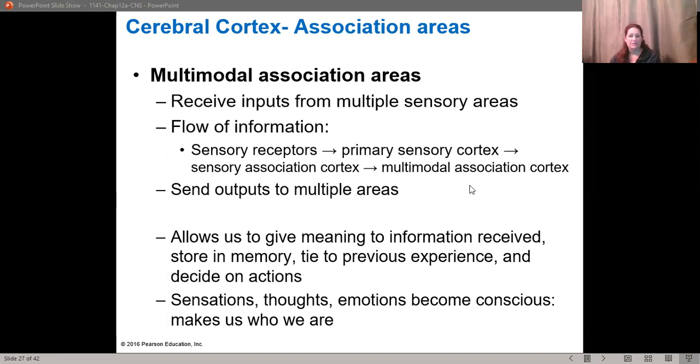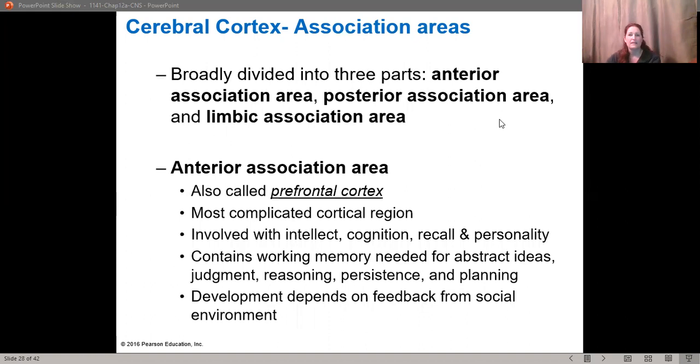Sensations, thoughts, emotions become conscious and makes us who we are. So multimodal association areas are what we think about when we think about being human. They are broadly divided into 3 parts: the anterior association area, the posterior association area, and the limbic association area. The anterior association area is also called our prefrontal cortex.